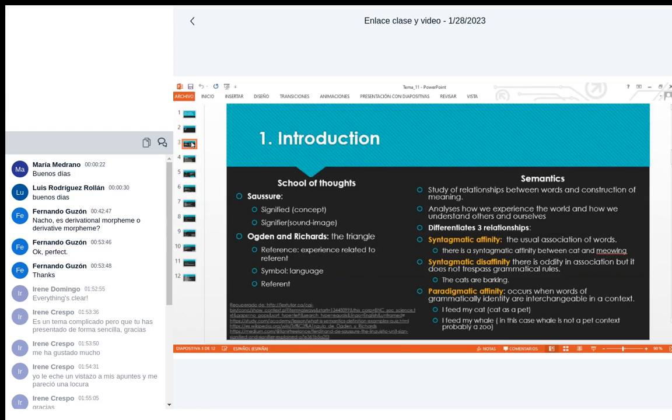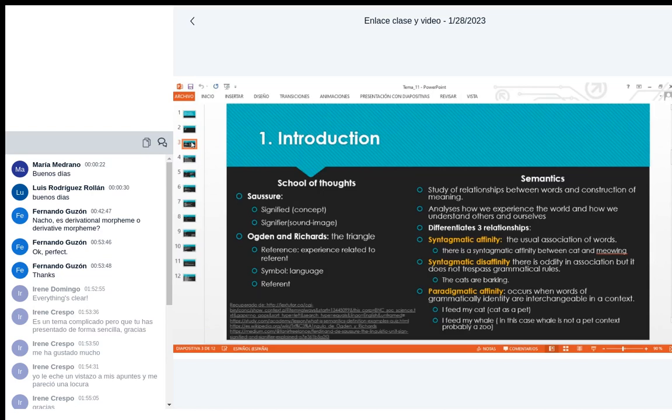For example, if we were to speak of a shark, the referent would be these big fish with big jaws that eat people. The symbol would be the word shark, and the reference: if you have seen the film Jaws, then you would associate sharks with fear or with something dangerous.